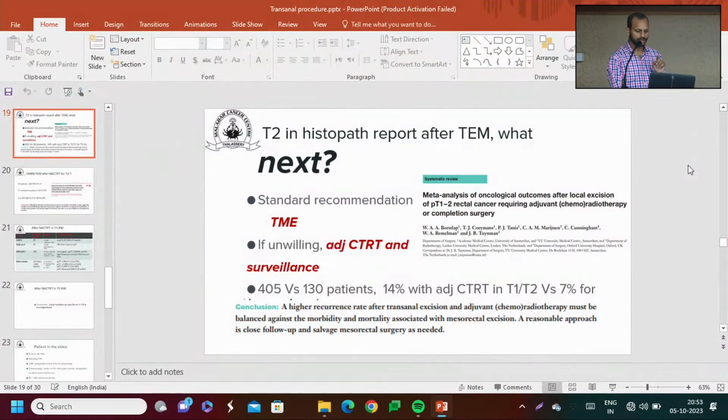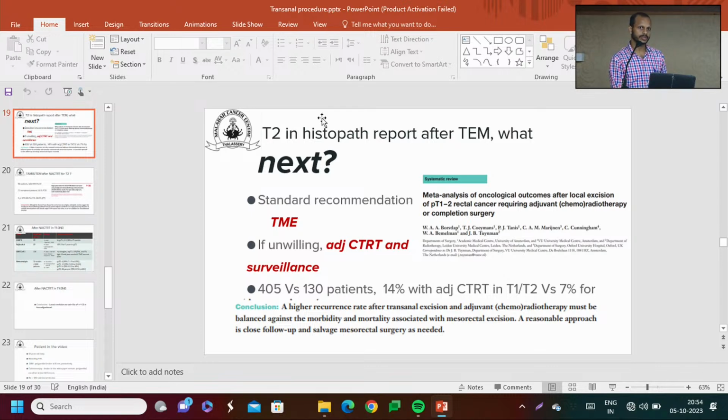So coming to the last few slides of the PPT, there is some evidence. This is regarding the fact that sometimes when we do TAMIS, you can get a histopathological surprise, that is T2 in the histopathology. So your clinical examination, your radiology report, or even endorectal ultrasound can sometimes go wrong. We had one occasion where we had such a situation.